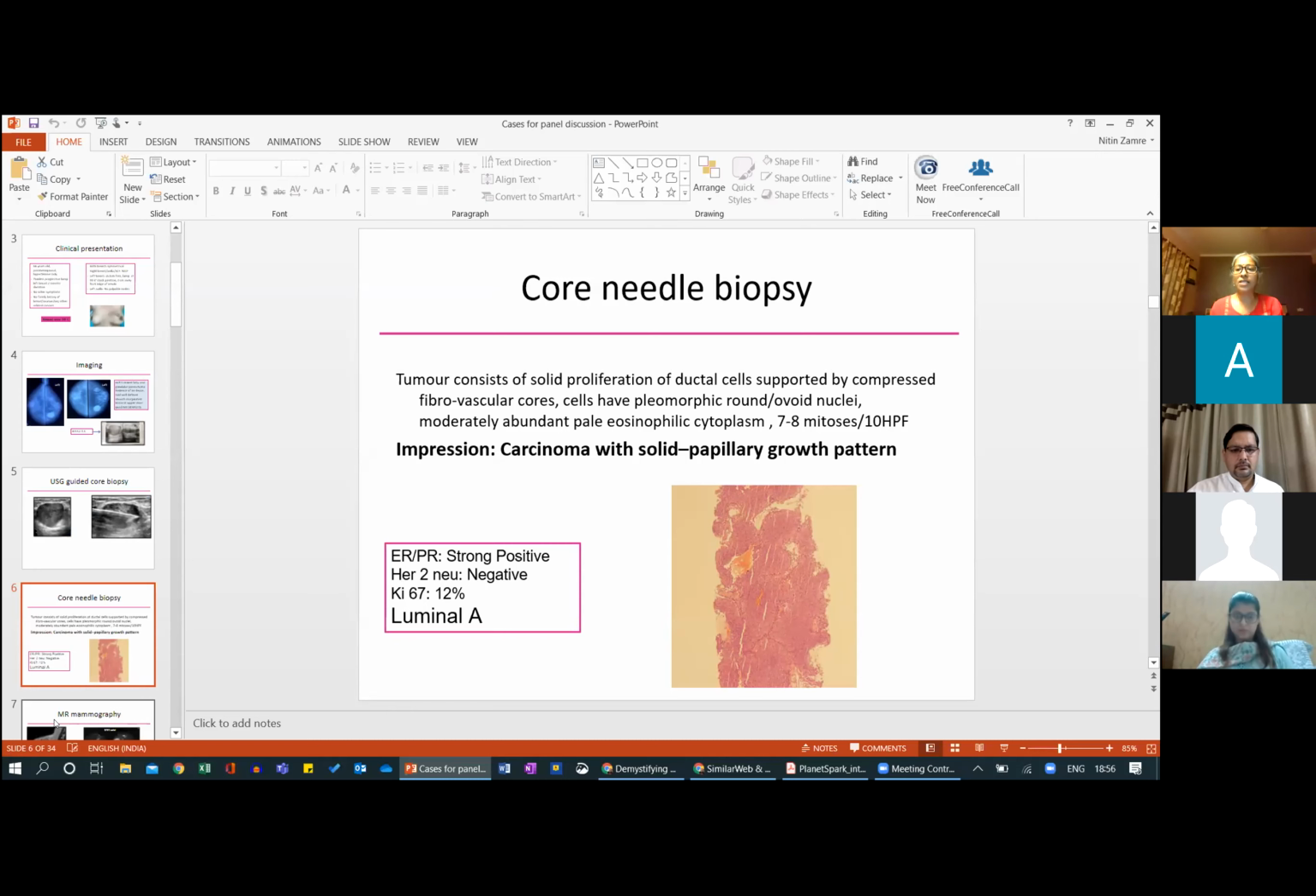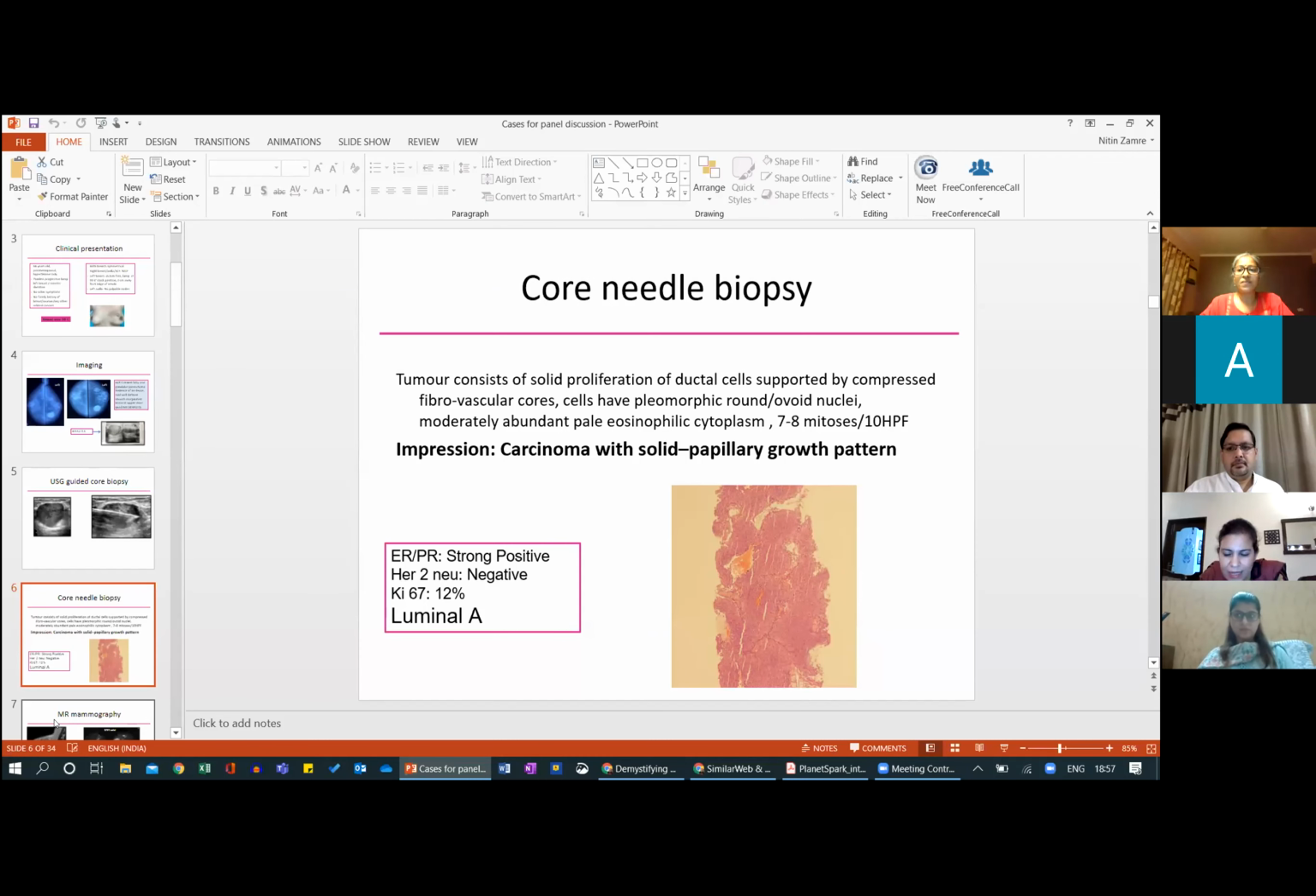Here I would like to ask Dr. Ruchika, although Dr. Tanuja has already very nicely elaborated on the different reporting of papillary lesions, once again, can you put light on this diagnosis, carcinoma with solid papillary growth pattern, and from the surgeon's perspective, what are we likely to expect at the excision specimen? Can you just put some light on this?